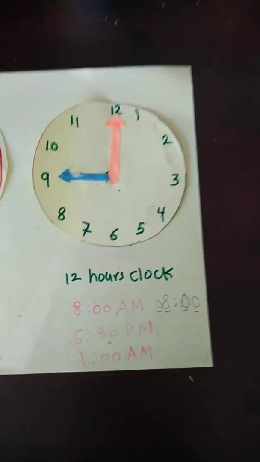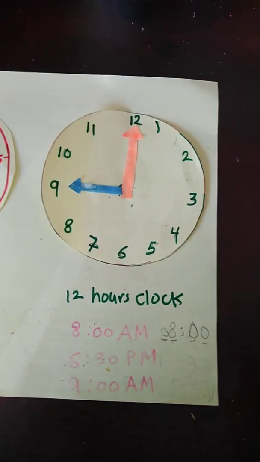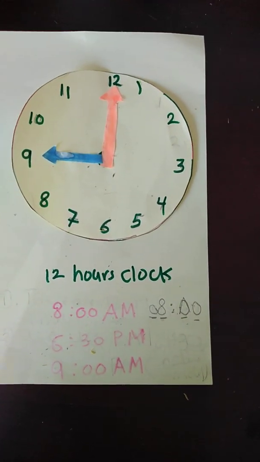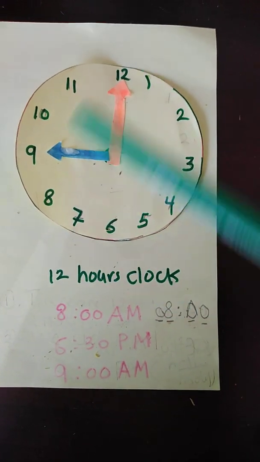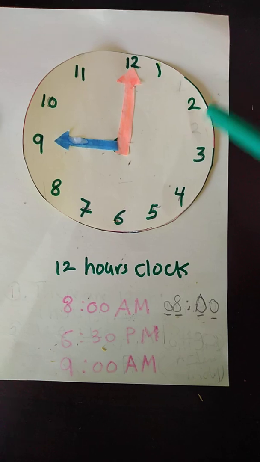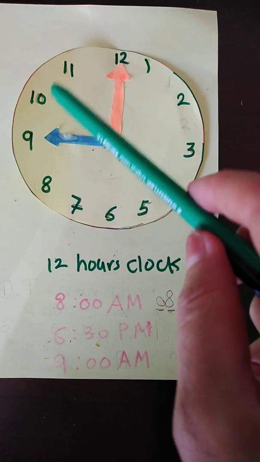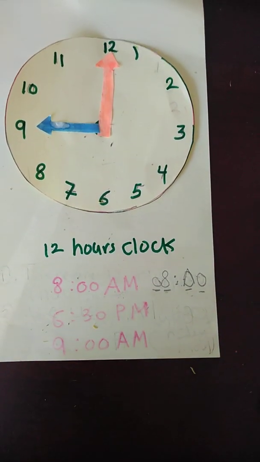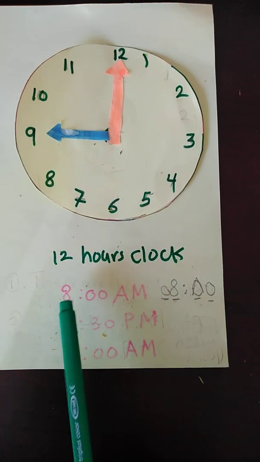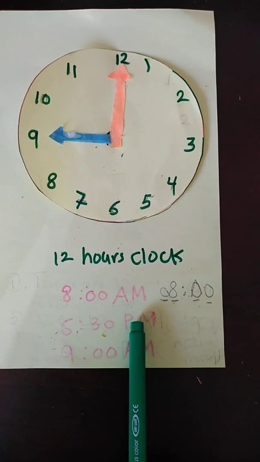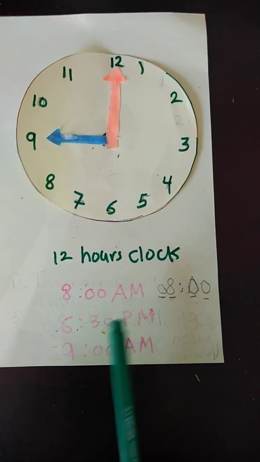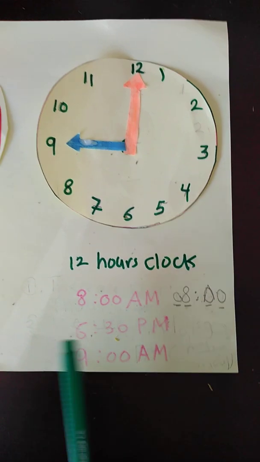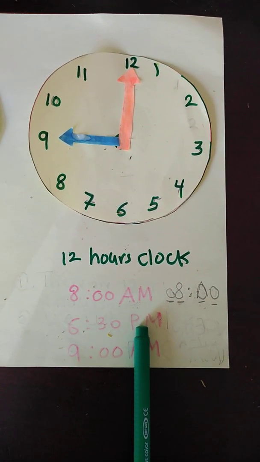In the last video, we learned how to tell the time using the 12-hour clock. This is our 12-hour clock. There are 12 numbers only, starting from 1, 2, 3, 4, 5, 6, 7, 8, 9, 10, 11, 12. We tell the time by using these numbers and AM or PM. There should be a number and then AM or PM to tell the time. AM is for after midnight. PM is after midday.